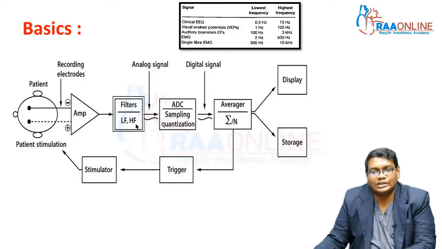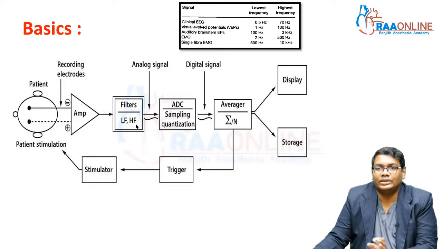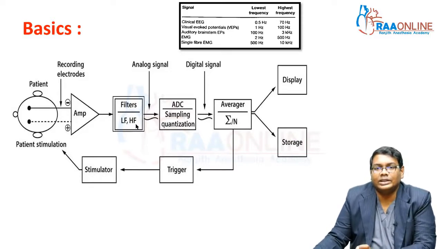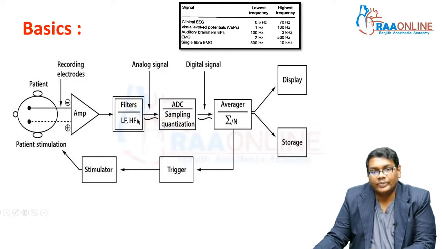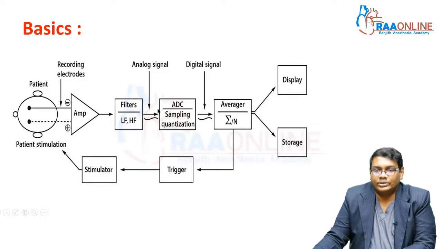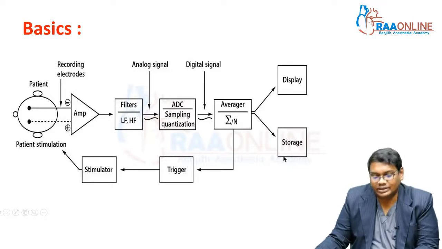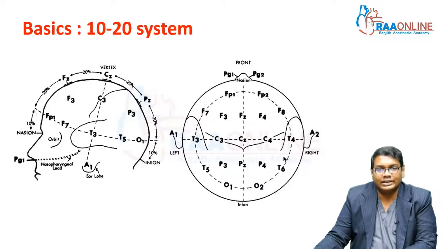All our electrophysiological waveforms in the body have a lowest frequency and highest frequency normally. So, we have to select the frequency accordingly. For example, if we need only visual evoked potential, we have to set 1 Hz to 100 Hz. That will filter the other frequencies. So, with the filter, then we have to quantify, and this monitor will once again give the display and storage. So, the analog signal will be converted to the digital signal and it will be displayed and stored. This is the basic neurophysiological monitoring device.